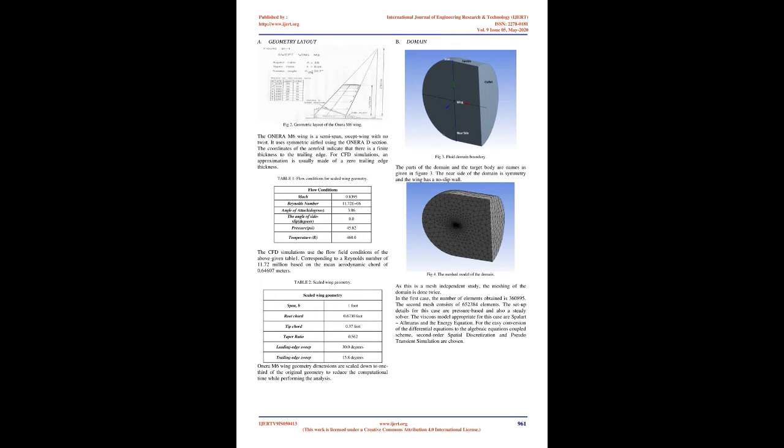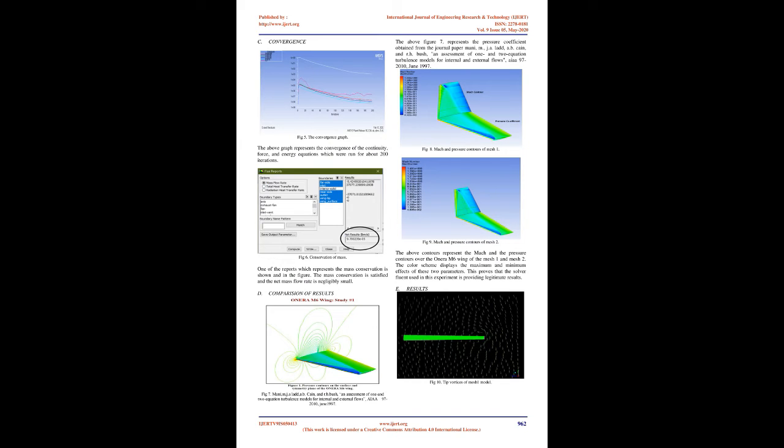A. Geometry layout. Fig 2. Geometric layout of the ONERA M6 wing. The ONERA M6 wing is a semi-span, swept wing with no twist. It uses a symmetric airfoil, the ONERA D section. The coordinates of the aerofoil indicate that there is a finite thickness to the trailing edge. For CFD simulations, an approximation is usually made of a zero trailing edge thickness.